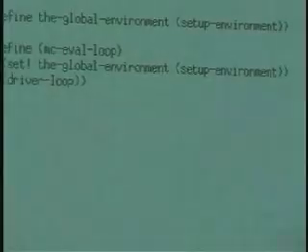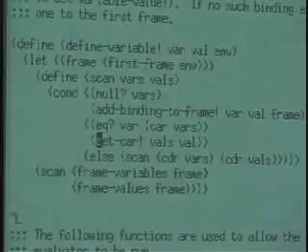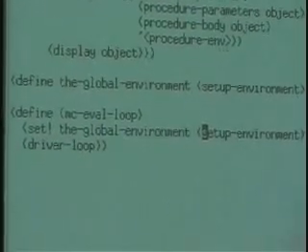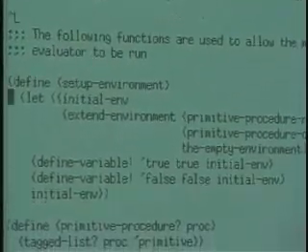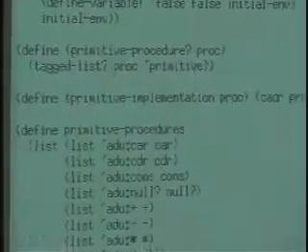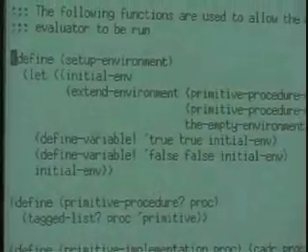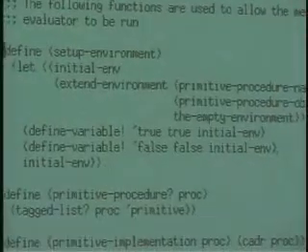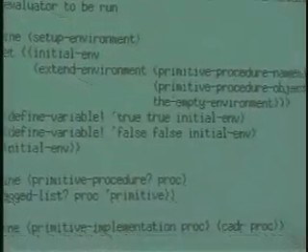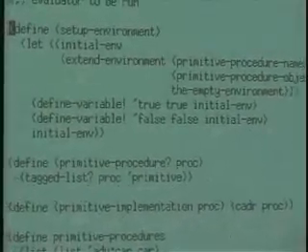The global environment is setup environment. So let's go look for the procedure setup environment. So in setup environment, we let the initial environment be extending the environment with the names of the primitive procedures and the primitive objects. So we're going to make bindings from the names of our primitive procedures, which are going to be ADU plus, ADU minus, ADU times, ADU divide, ADU cons, ADU car, ADU cdr.